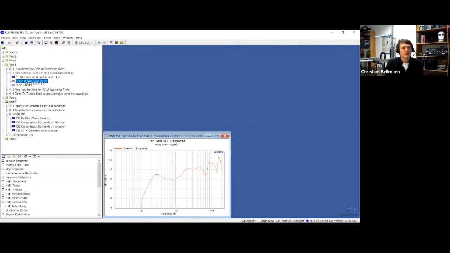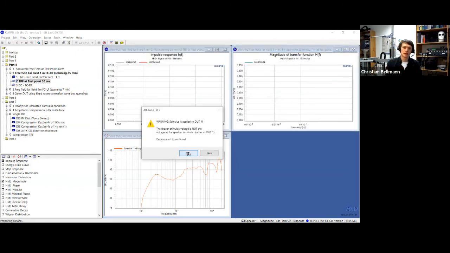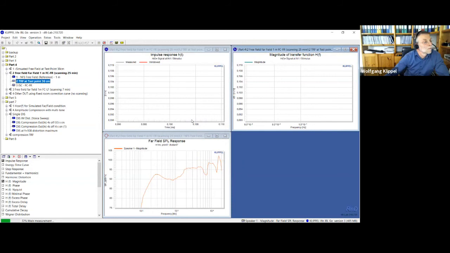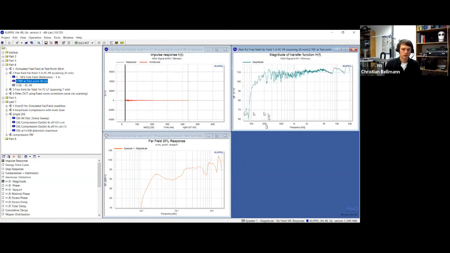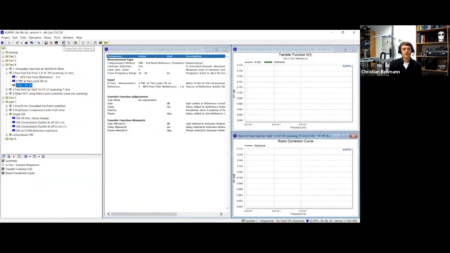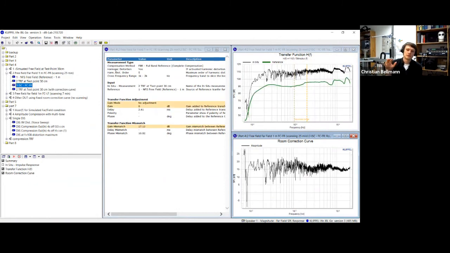So yeah, Wolfgang, please run another test measurement. Another measurement in the near field at 30 centimeters. Looks similar to the measurement before. And now please calculate the compensation function. And here we now finally end up with a complete compensation.